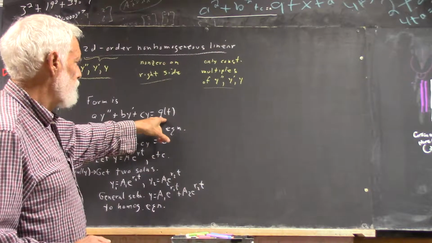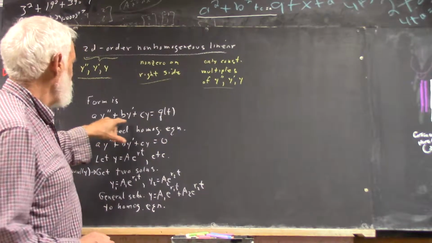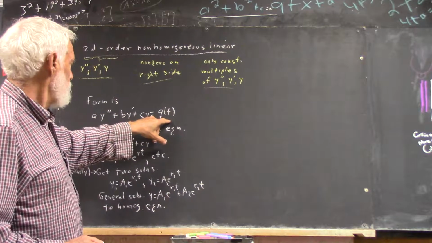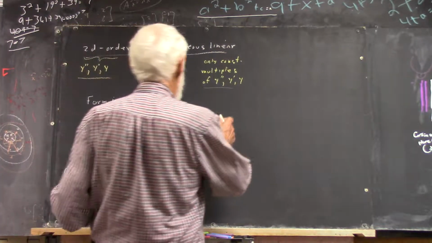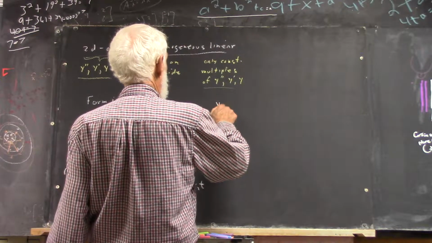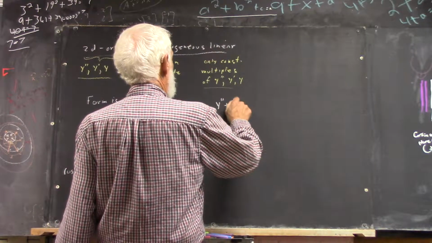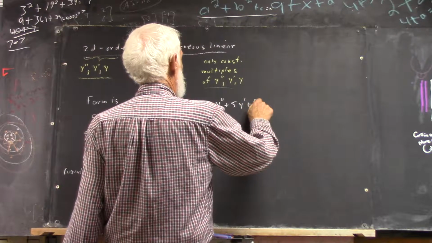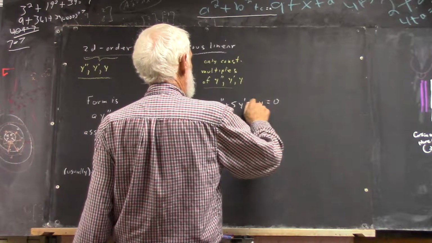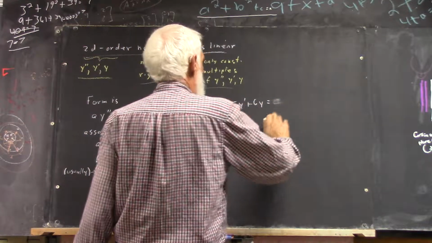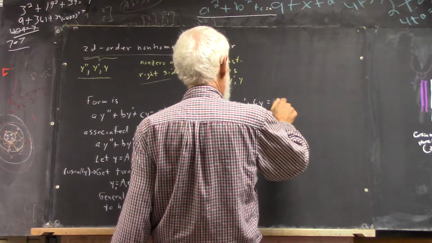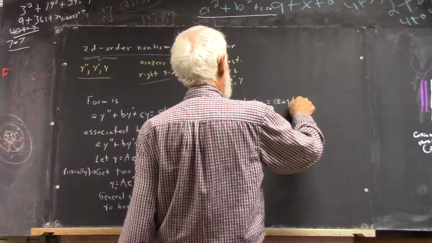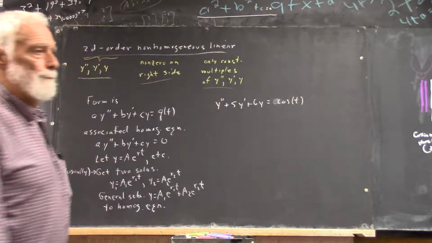Let's just look at an example of what I'm talking about, where you see if you can find a solution to an equation like this. I'm just going to make up an equation right here, just typical, like y double prime plus 5y prime plus 6y equals cosine of t.